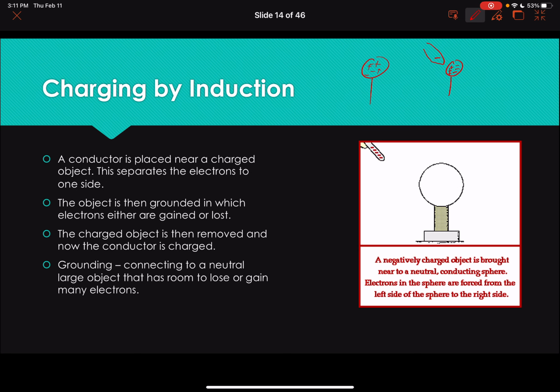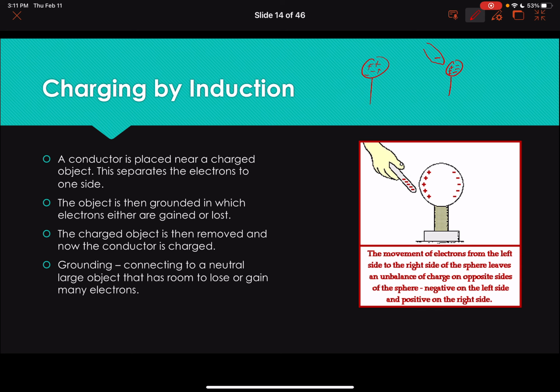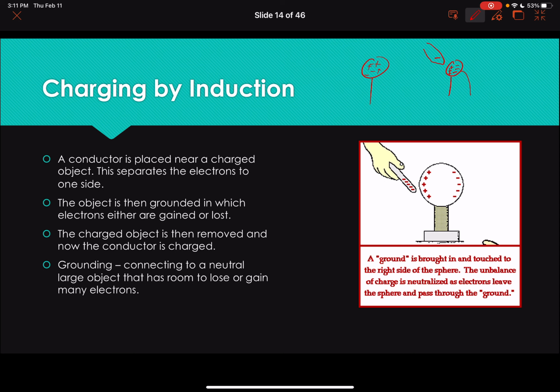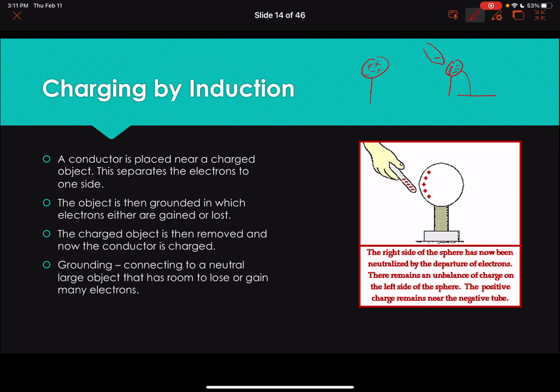Okay, then what we can do is we can ground it. Grounding means that we attach something to it that has a large room to gain or lose electrons. And so generally we attach it to maybe the ground, like the earth, like rock or the floor or whatever, something that can conduct electricity and has a large mass.